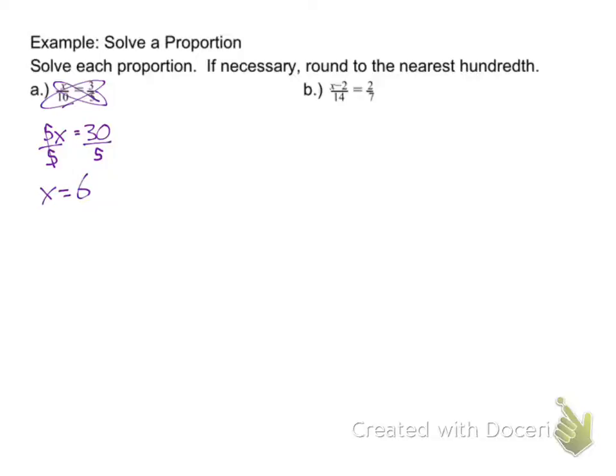Or, like the next problem here, again, there are shortcut ways to do this, but if we keep things universal, it's always going to work. x minus 2 over 14 equals 2/7.